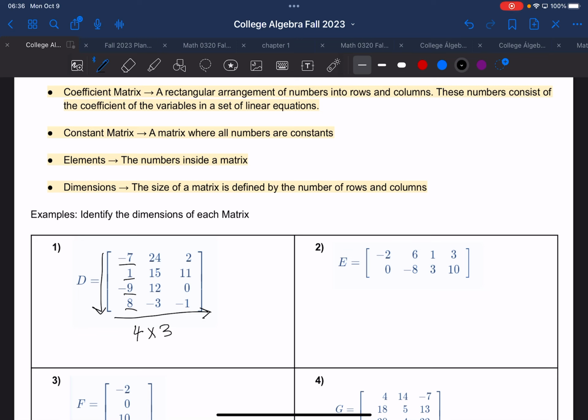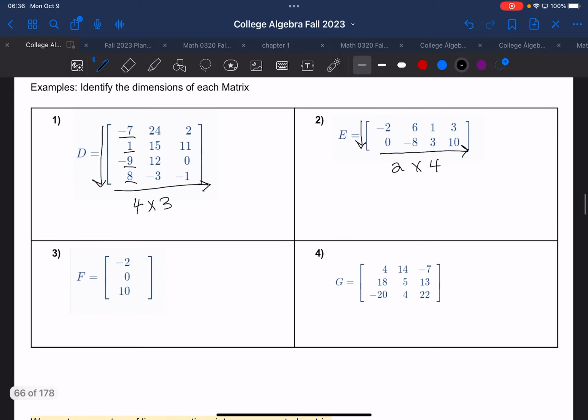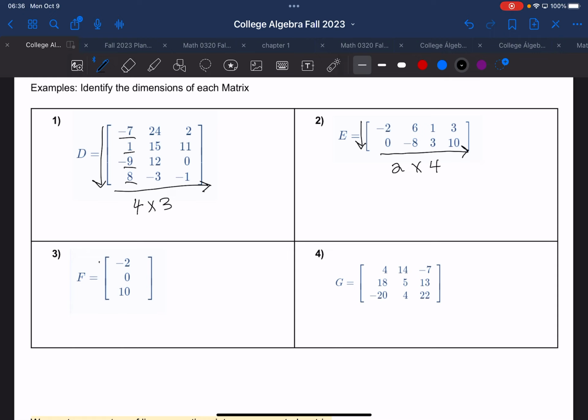Okay, so looking at number 2, what are the dimensions? What's the rows and what's the columns? Good, this is a 2 by 4, because if we look down the rows, there's 2 rows, and we look across the columns, there's 4 columns. So that is a 2 by 4 matrix. Okay, what about number 3? 3 by 1, because if we look down the rows, there's 3, and across the columns, there's 1. So this is a 3 by 1 matrix.